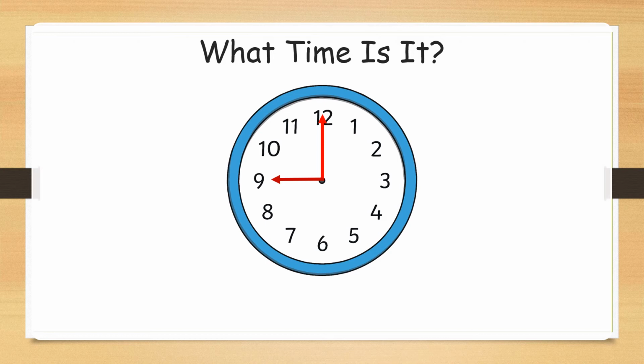What time is it? The hour hand is on 9 and the minute hand is on 12. So the time is 9 o'clock. Yes, you're right, Mr. Wolf. It is 9 o'clock. Now let's write the time. 9 dots 0 0. Yay, we did it.